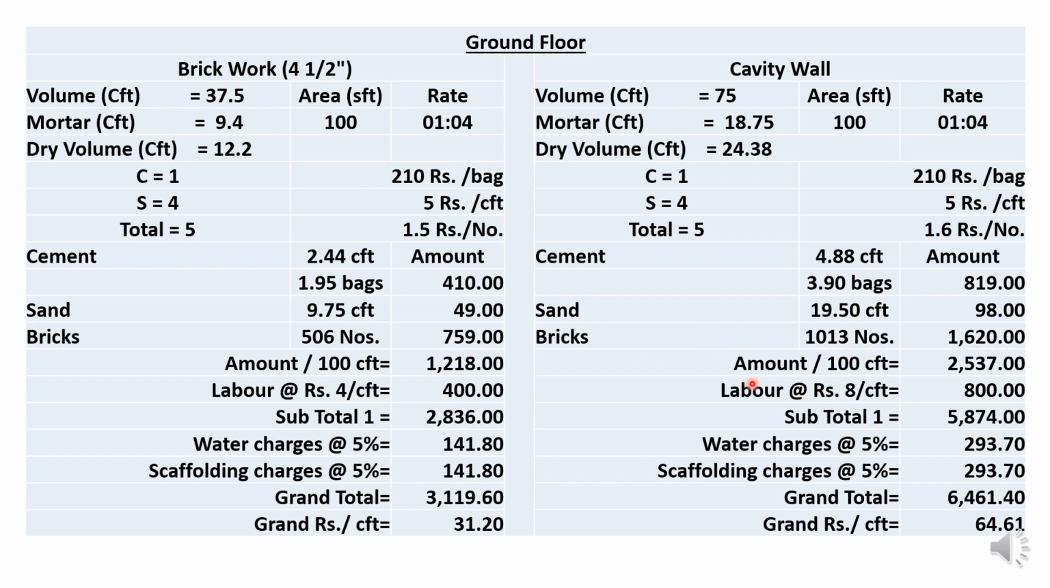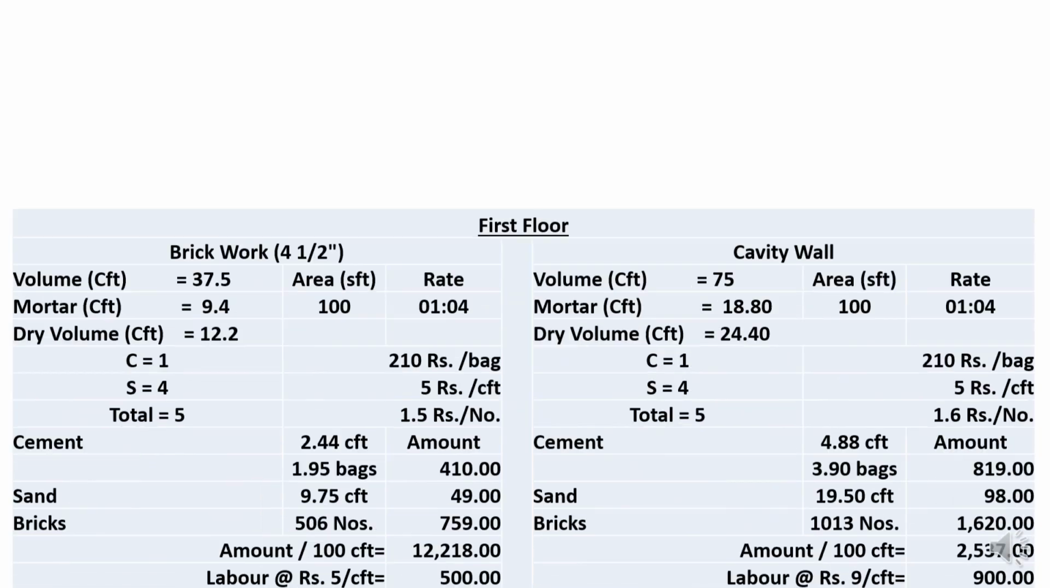Bricks 1013 numbers 1620. Amount for 100 CFT will be 2537. Labor at the rate of 8 rupees per CFT will make you 800 rupees. So the total cost will be 5874. Water charges 5% 293. Scaffolding charges 5% will be 293. Grand total 6461. So cost per CFT will be 64.64.